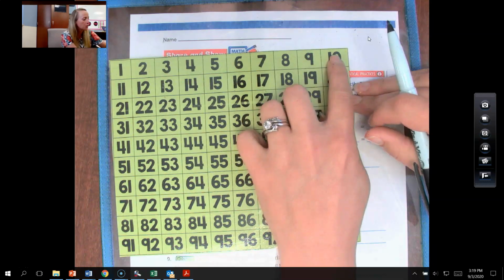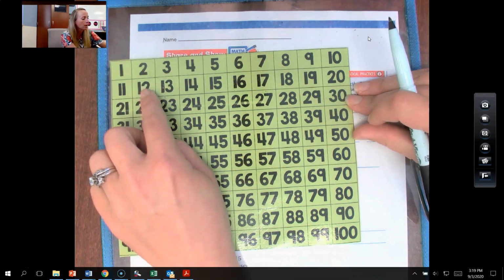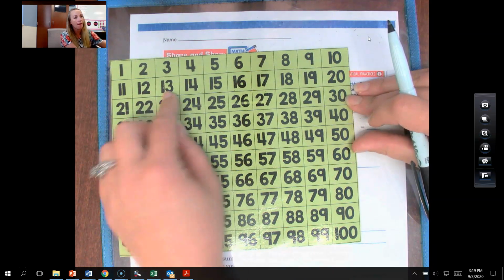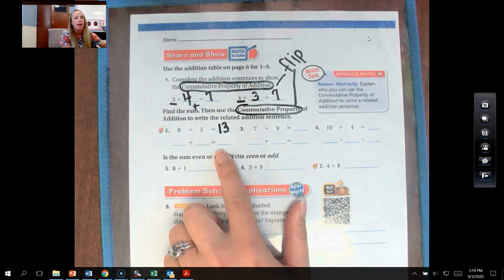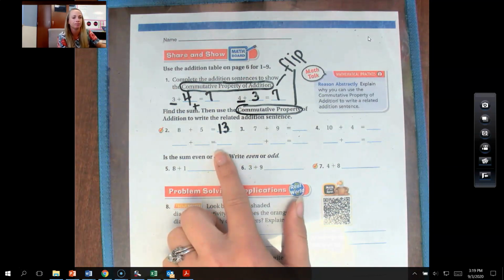1, 2, 3, 4, 5. 8 plus 5 is 13. So we will write it in here. Everyone write in your pages, 8 plus 5 is 13.